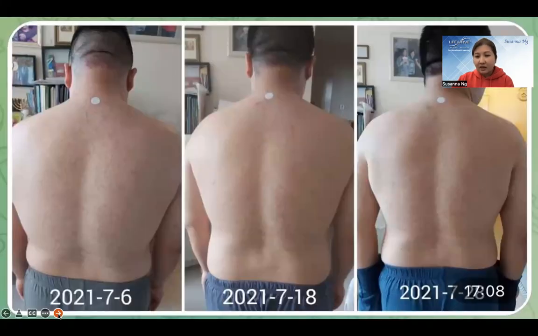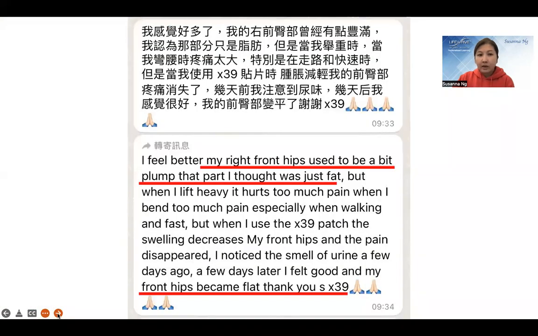And this is another boy. This boy has autism, and you can see that before, the body had a lot of bumps, and then after using X39 he looks slimmer, firmer and stronger, just within 2 weeks. And also, a lot of my friends are using X49 to relieve some inflammation and pain in the body, and they also found that their weight was dropping.